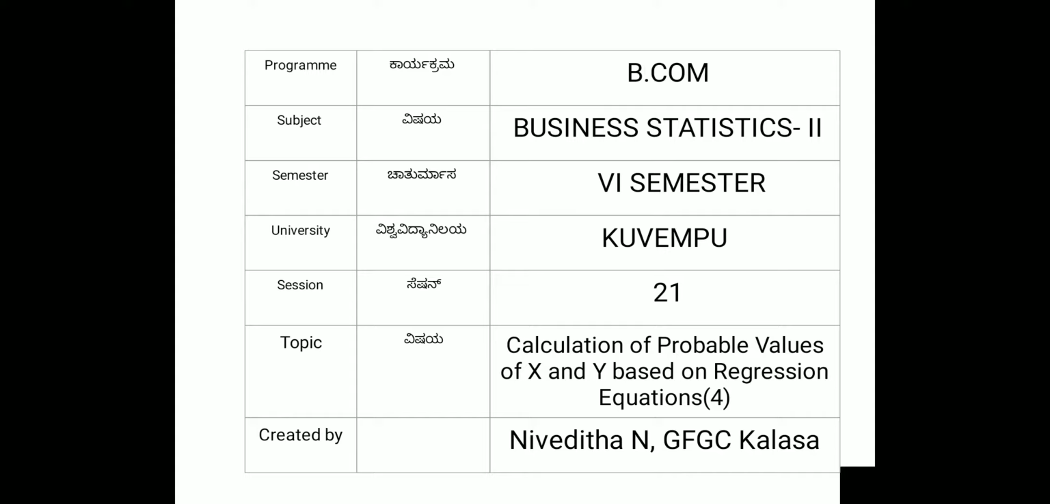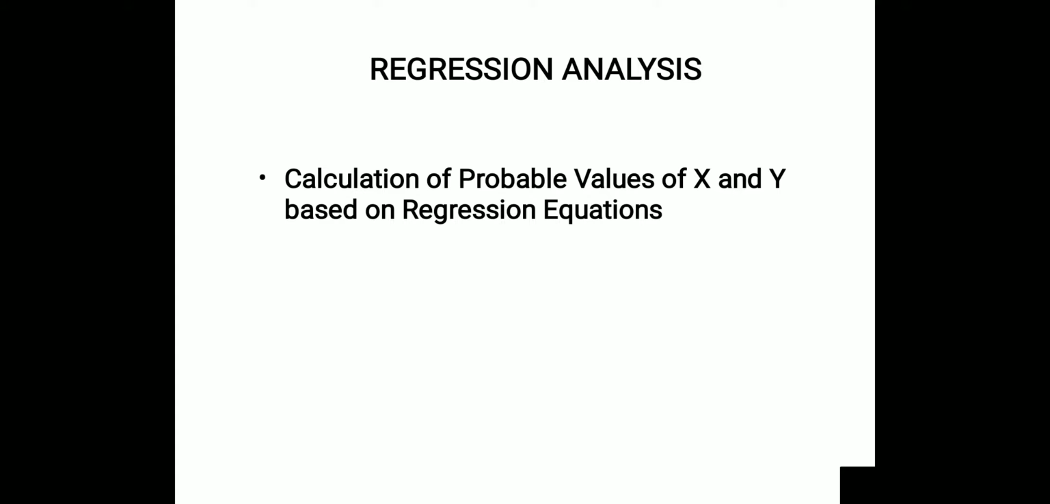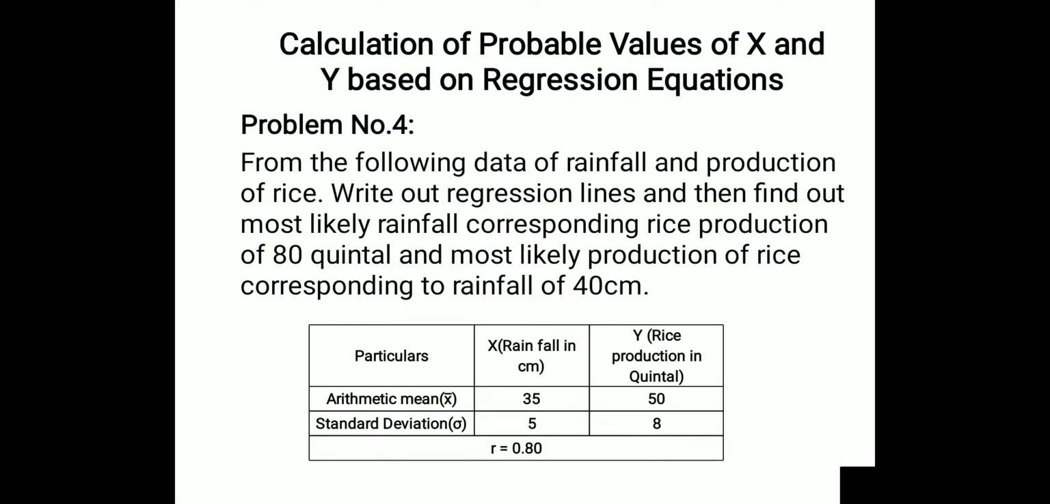In this session we'll be discussing one more illustration related to the calculation of the probable values of x and y based on the regression equations. From the following data of rainfall and production of rice, write out the regression lines and then find the most likely rainfall corresponding to the rice production of 80 quintals, and the most likely production of rice corresponding to the rainfall of 40 centimeters. So let us assume the rainfall in centimeters as the x variable and rice production as the y variable.